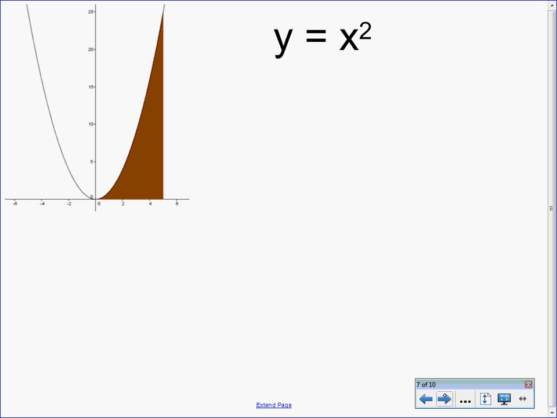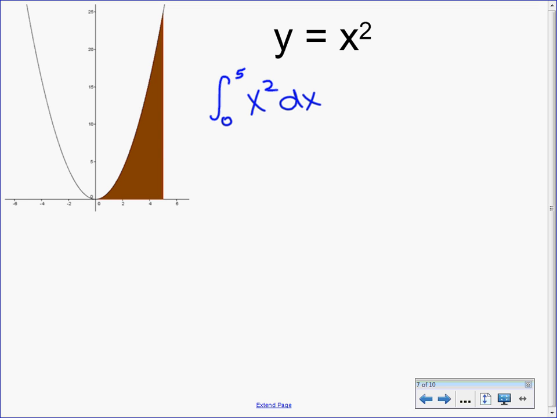Okay. So first of all, you're going to need to be able to look at a picture and actually tell me what the integral is. Okay? So, we're looking at the area under the curve from where to where? 0 to 5. Which means this is the integral from 0 to 5 of our function, in this case it's x squared, dx.